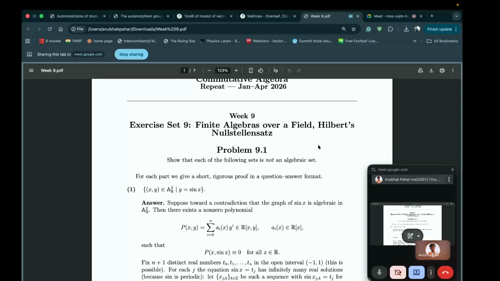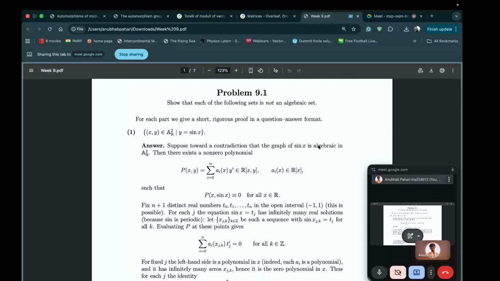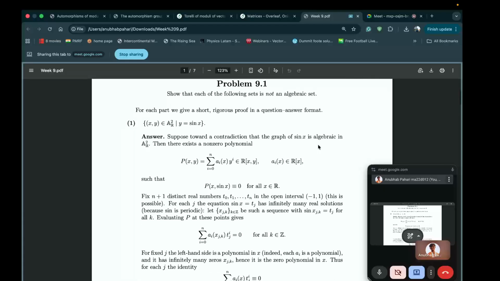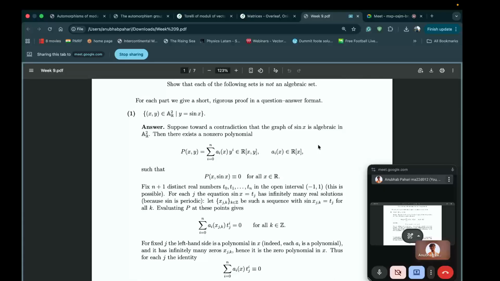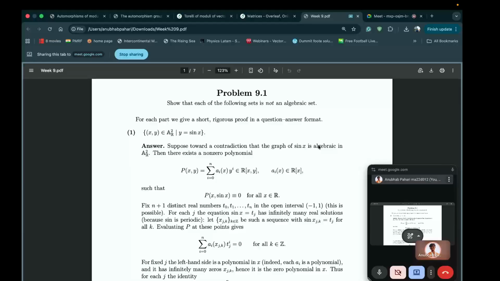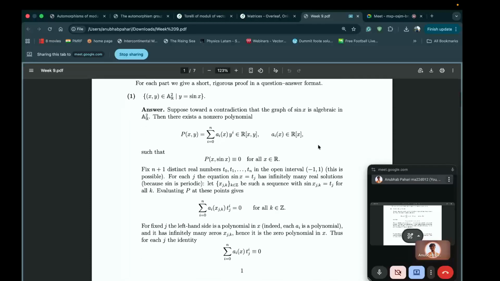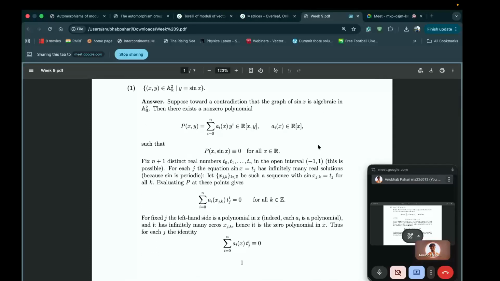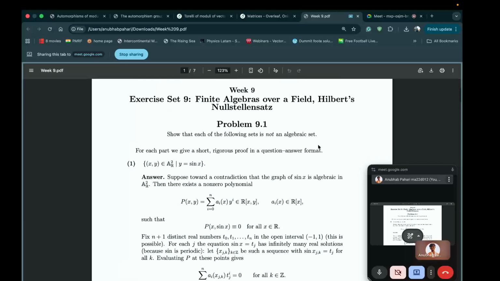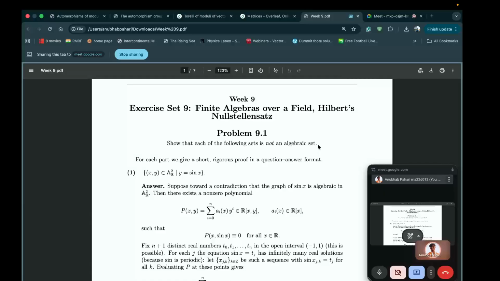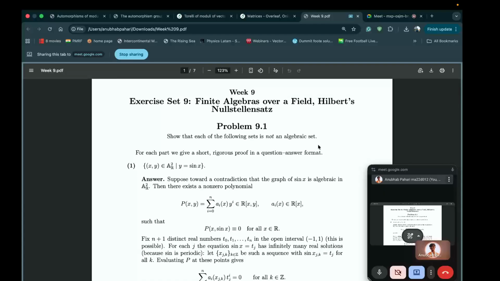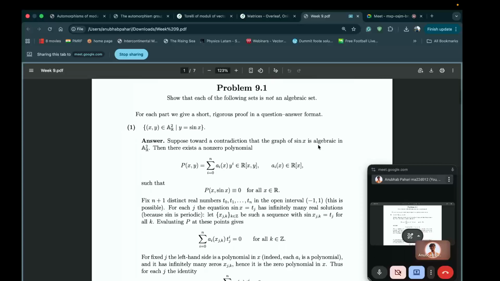So, let us start with the first problem. For each part we give a short and rigorous proof in a question answer format, and let's start the first question. We have to show that each of the following sets is not an algebraic set.